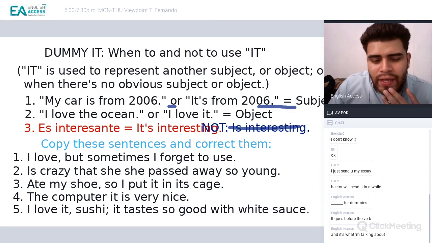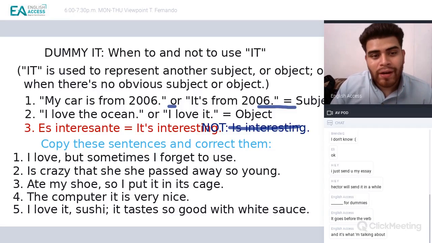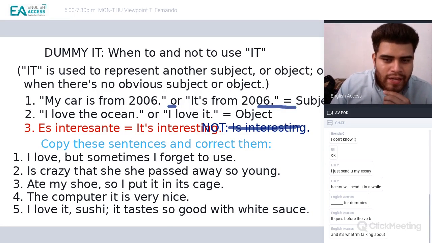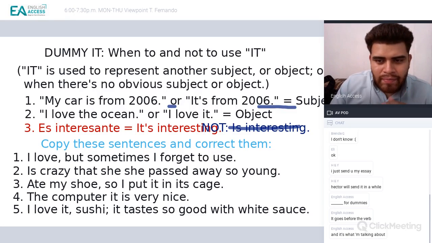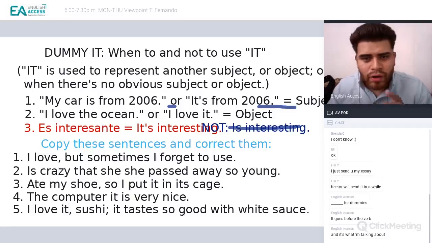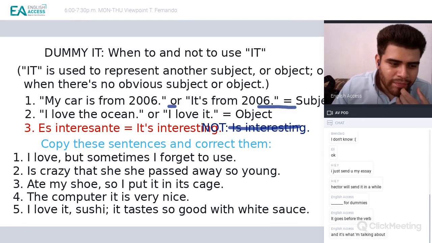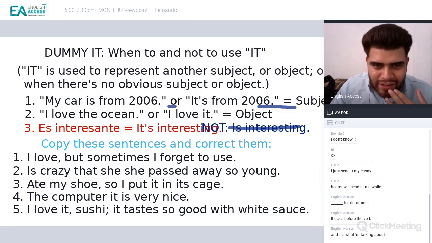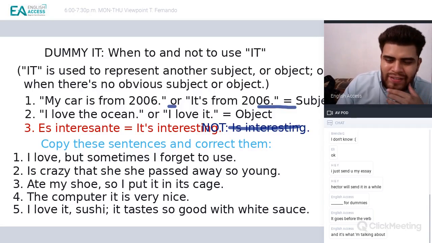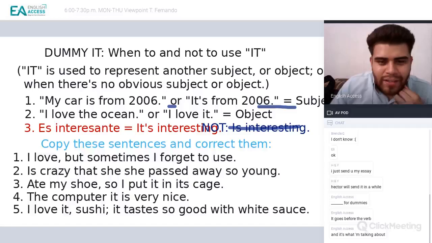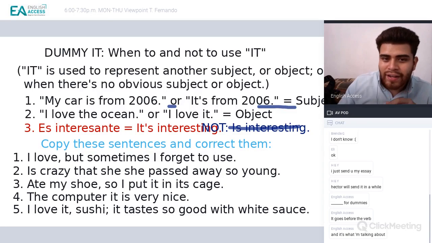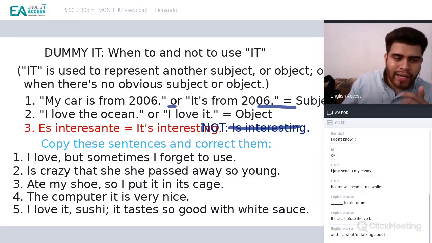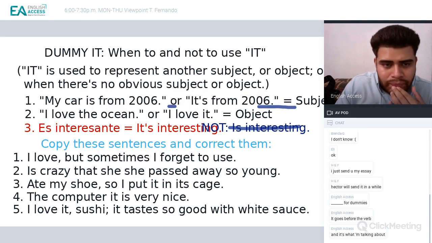Now, we usually use it when we know what we are talking about. Like, say, Ellie, Yarim, and Brenda, all of you are outside my car. And we're talking about it. Oh, it's a really nice car. I like the color. And I say, yeah, it's from 2006. You know, we are talking about my car. So instead of repeating my car, my car, my car, I can use it to substitute the word and not repeat again and again.